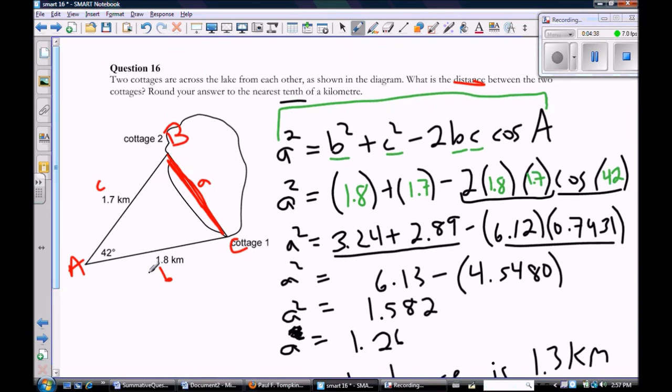That's it. So this was just a simple use of the cosine law. Make sure you do your math, know your calculator, and I hope that helped.